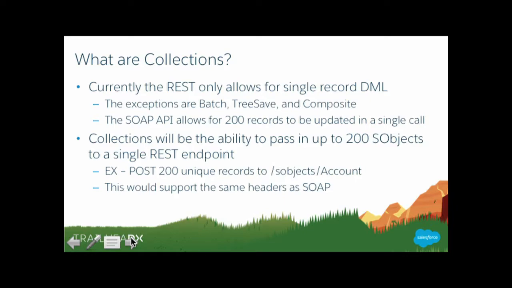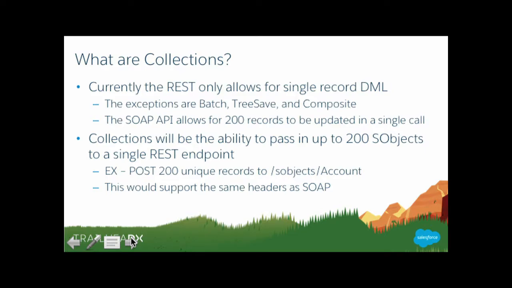So if you guys have used the REST API before, you're probably aware that outside of the Composite API, we currently only allow single record operations. So if you go to /sobject/account/account ID, you can update that account, you can delete it, but you can only do one record at a time. And that works very well, but it doesn't quite get us the scalability we need for some of these larger operations.